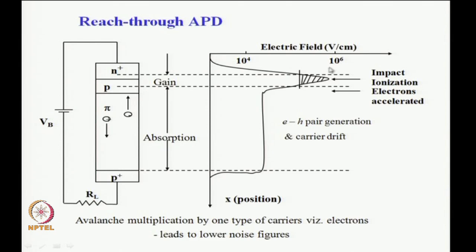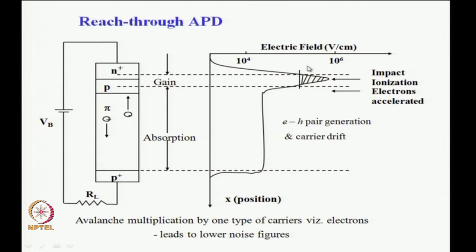Therefore, if we plot the electric field variation in this direction, the electric field rises rapidly and is very high around this junction. We can see that the peak value is approaching 10 to the power of 6 volts per centimeter. This shaded region is where the electric field is above 10 to the power of 5 volt per centimeter, where the avalanche process takes place.